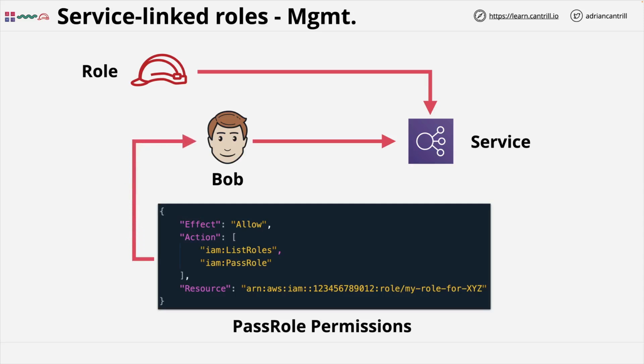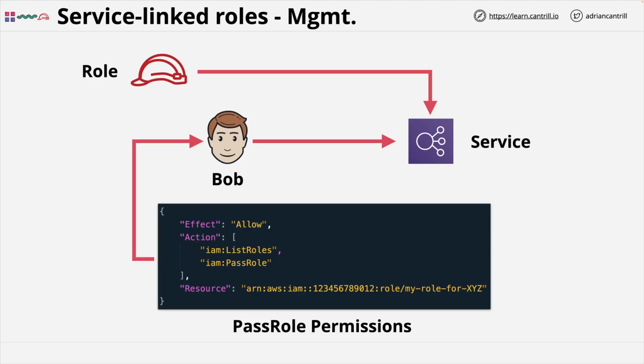So this is an example. This allows Bob to pass an existing role into an AWS service. It's an example of role separation. It means that Bob could configure a service with a role which has already been created by a member of the security team. He'd just need this list role and pass role permissions on that specific role.